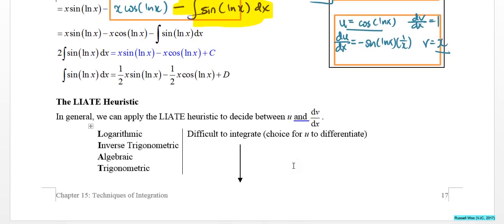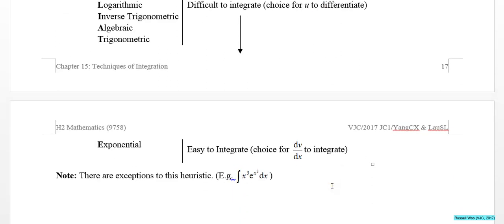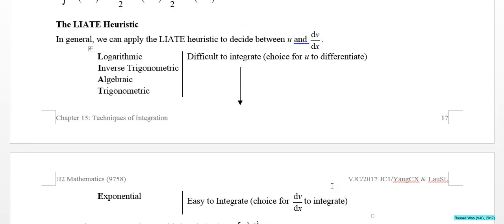There is an acronym for us to decide. LIATE. You must also remember, this is just a guide. It's not a rule that you must follow. Okay? The first letter is the function that is most difficult to integrate, therefore you will choose it to differentiate. That means once you see a log function, I will choose to differentiate that. I will let it be u. Okay? Follow? I'm not going to use it as a rule, but it's just a general guide.